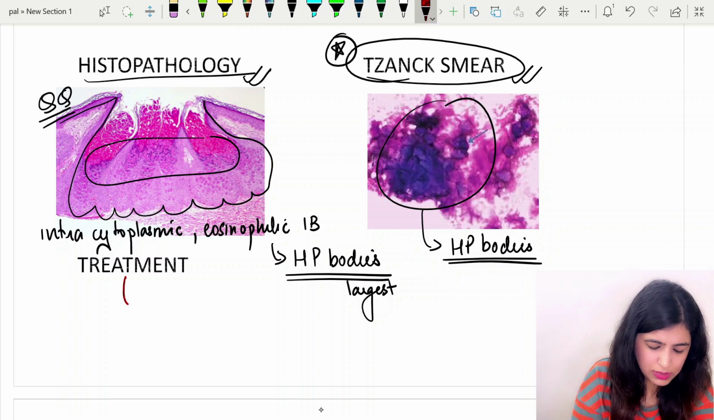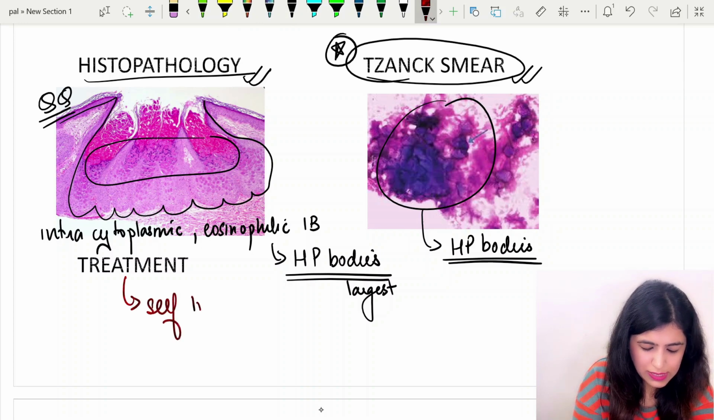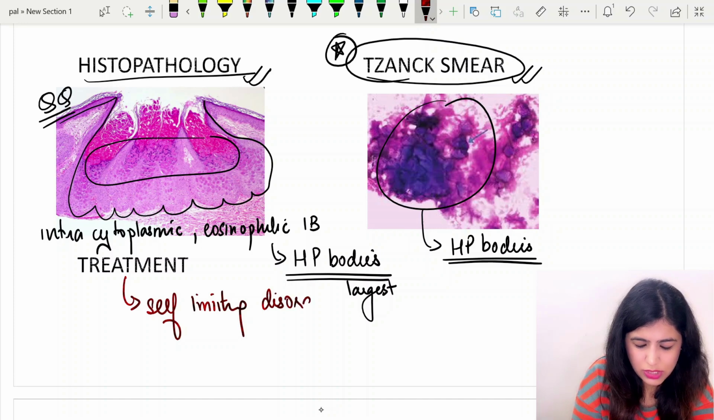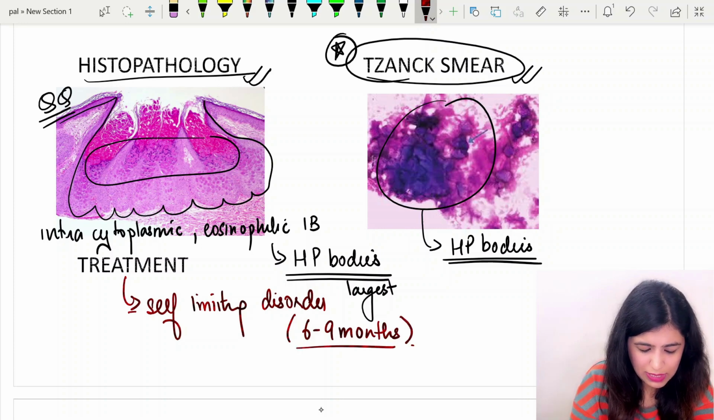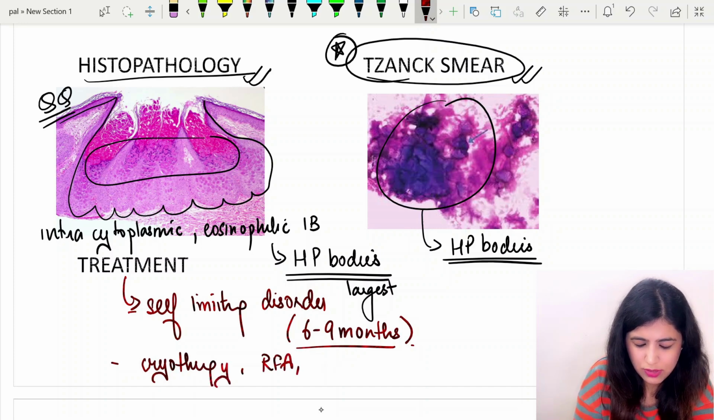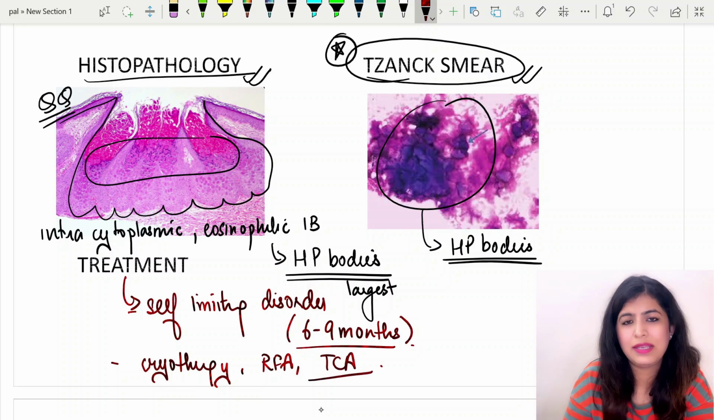Treatment: this is generally a self-limiting disorder. It resolves on its own in 6 to 9 months. If you have to do any treatment, you can do cryotherapy, radiofrequency ablation, TCA application, etc.